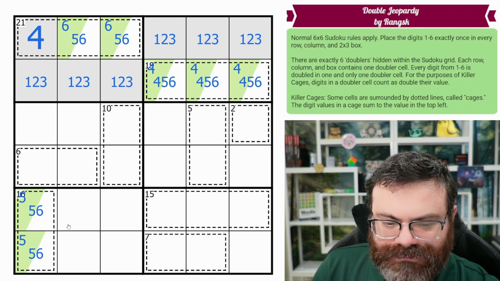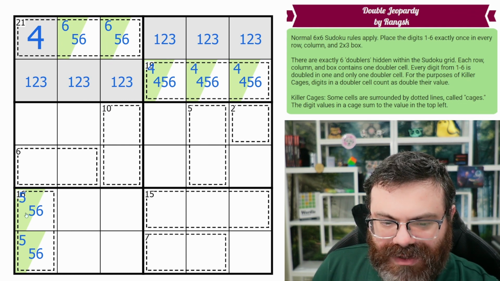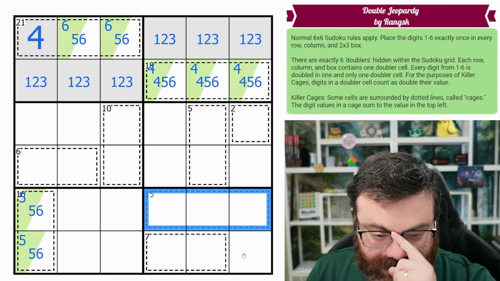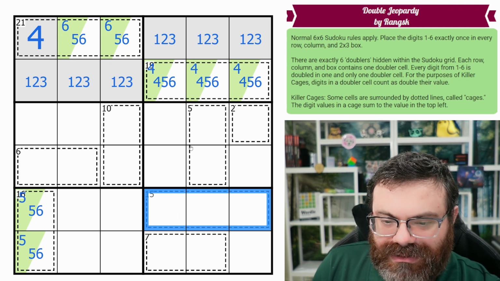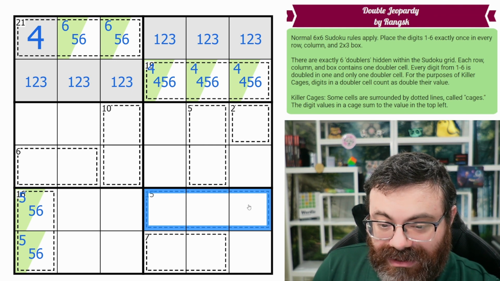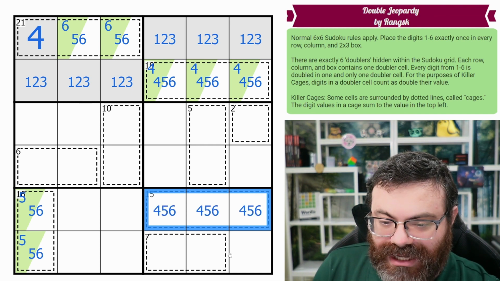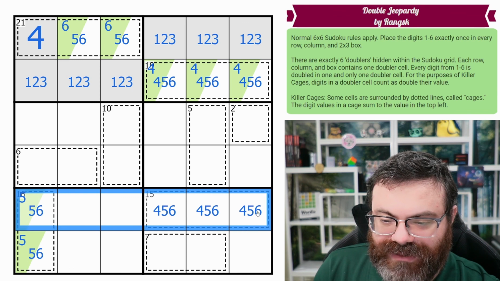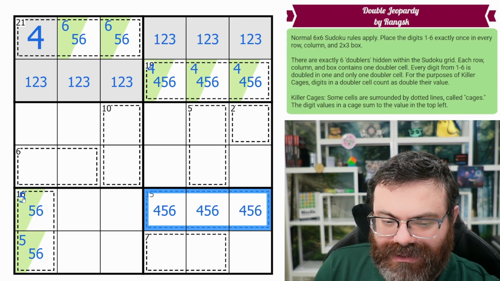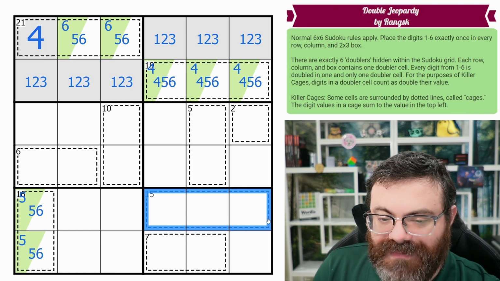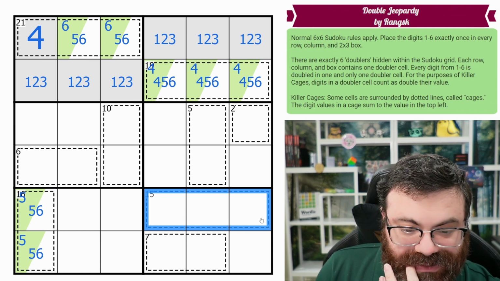All right. Now the next thing that I would like you to look at is this 15 cage. So 4, 5, and 6 are all doubled, so we can't double any of those. But also, we can't do a natural 15 because there would be too many 4, 5, 6s in this row. Where are we going to put 1, 2, and 3? How are we going to fill all these? It's not going to work. So something is going to get doubled in this 15 cage.